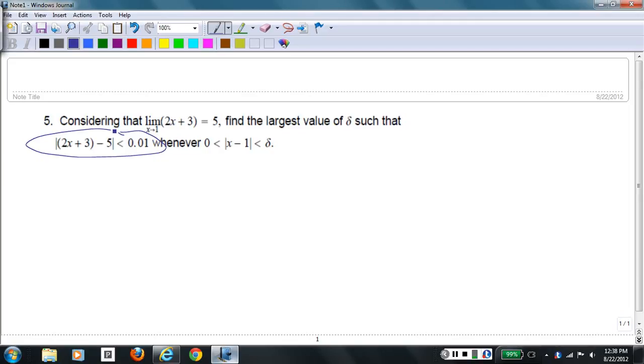So let's start with that and see if we can express the absolute value of x minus 1 in terms of a number that will work for us. I like to begin with this expression, the absolute value of 2x plus 3 minus 5, and work on it a little bit, simplify it, see what it looks like. If we clear the parentheses and then subtract 5, it's going to look like this: absolute value of 2x minus 2.